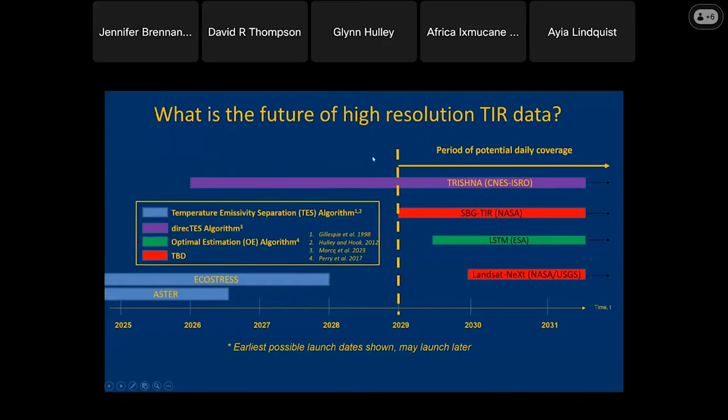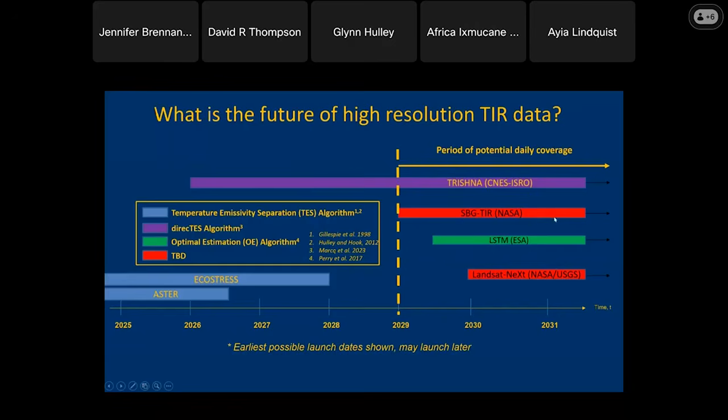There are 2 European missions going up pretty soon. One is Trishna, launching in 2026. That's a 4-band, 60-meter thermal instrument flown by CNES and ISRO. So that will be really good because it will extend the ECOSTRESS thermal data record once ECOSTRESS goes down.